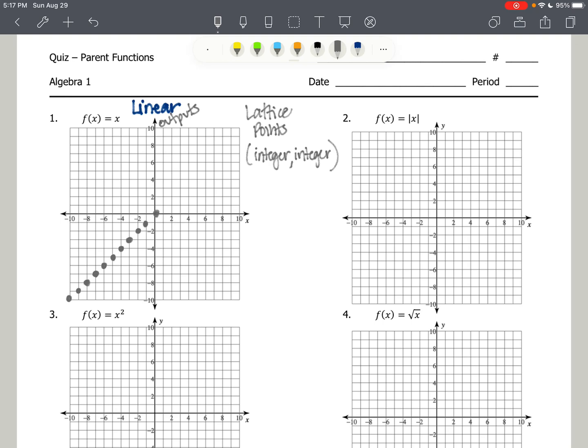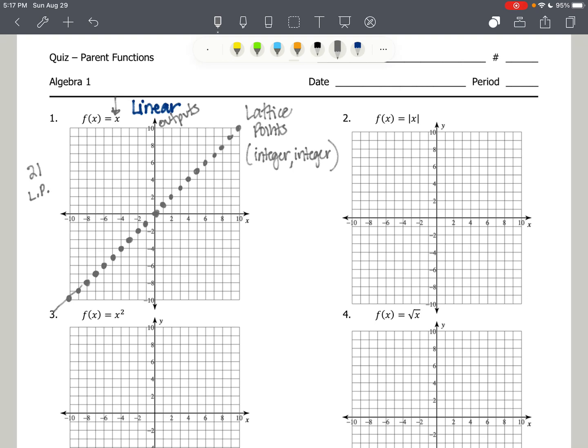Put a 0 in for x, you get a 0 out. Put a 1 in, you get a 1 out; 2, 2; 3, 3; 4, 4. We're going to continue this, and this has 21 lattice points.